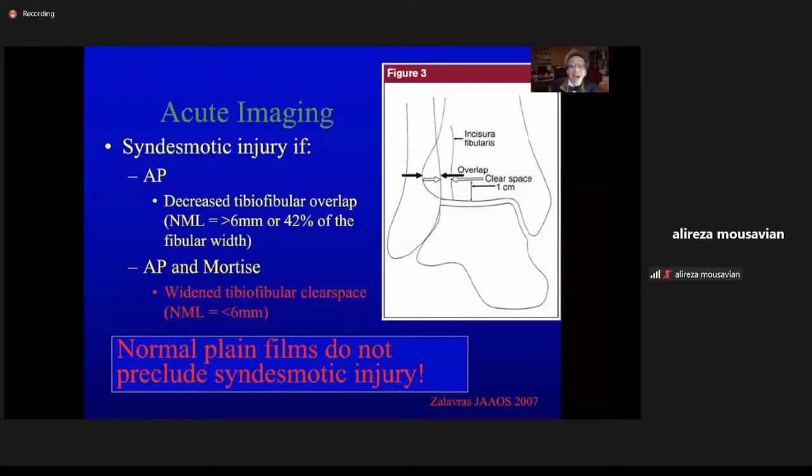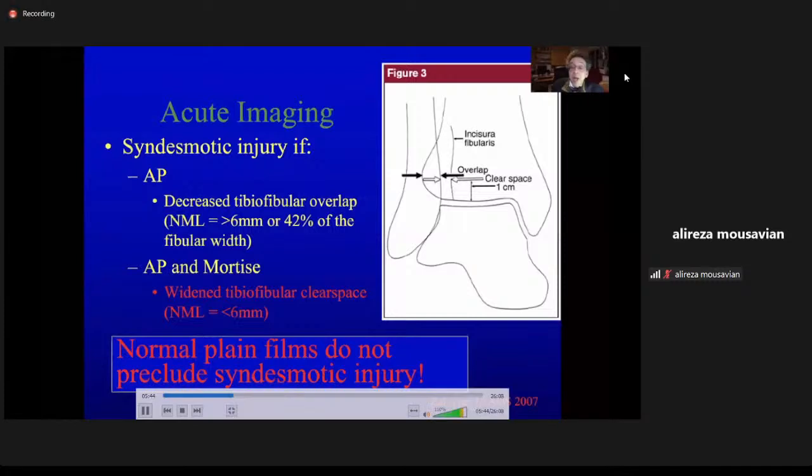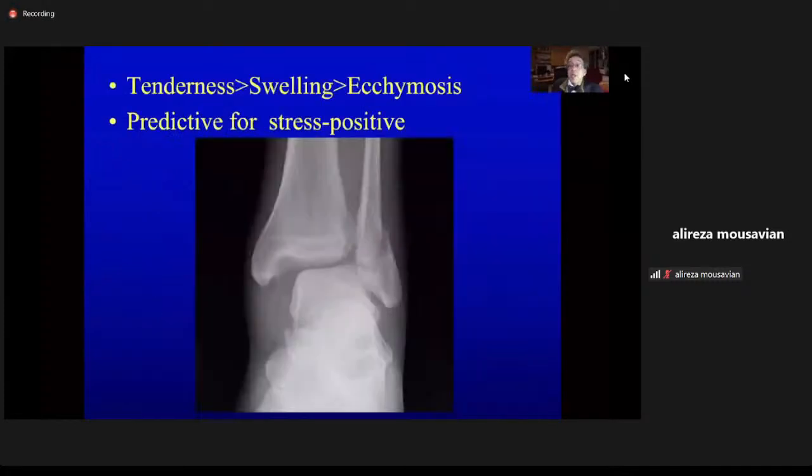Also, we can see on the AP and mortise a widened tibiofibular clear space. And if this clear space is over 6 mm, then it is problematic. A normal one is under 6, and so over 6 is problematic. So normal films, however, do not preclude an injury. So we are going to be suspicious of these cases when we have tenderness, swelling, and ecchymosis, and usually these will be indicative of a positive syndesmotic injury with a positive stress test.